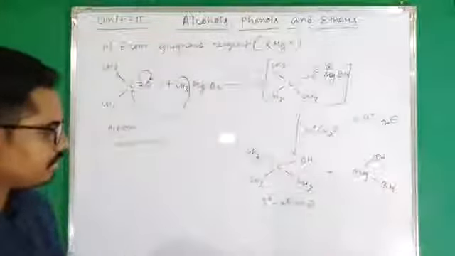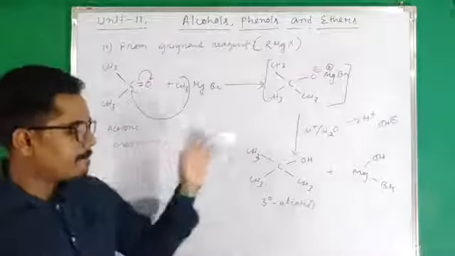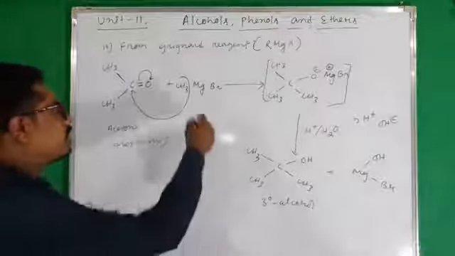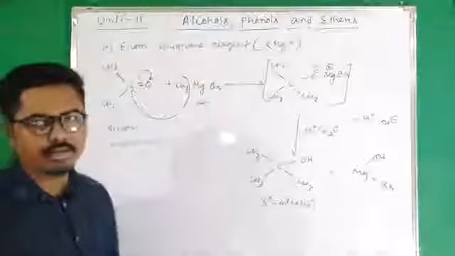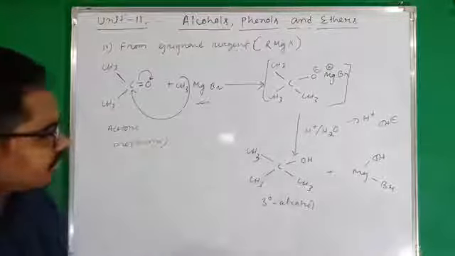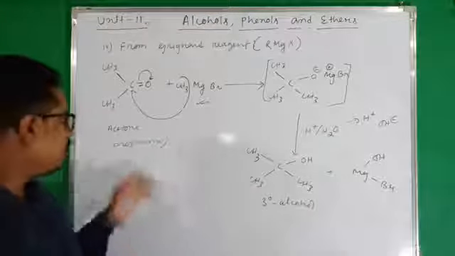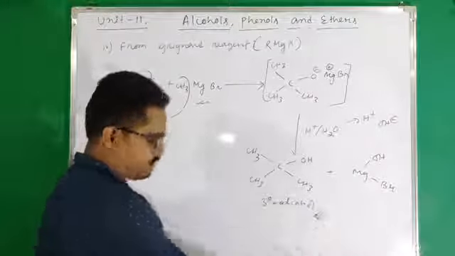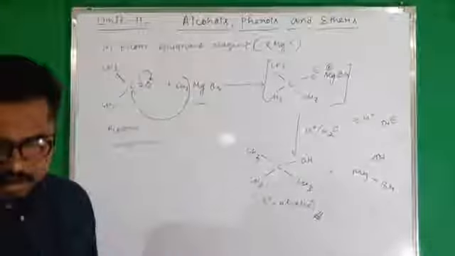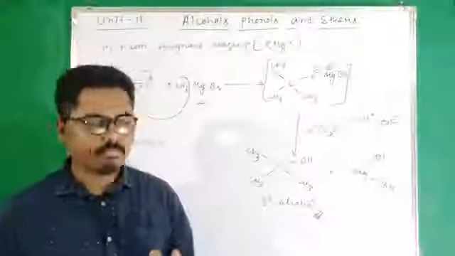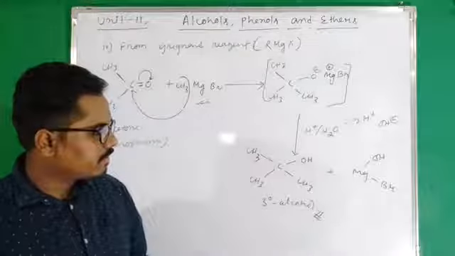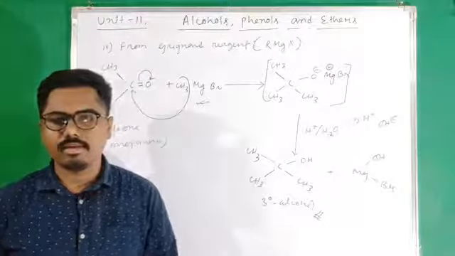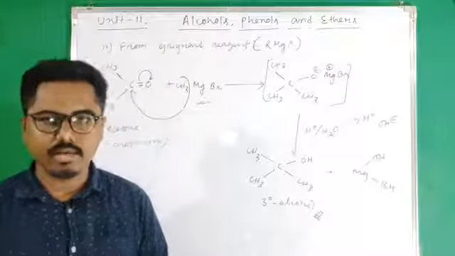So you have to remember that formaldehyde gives primary alcohol when it reacts with Grignard reagent. All other aldehydes give secondary alcohols, and all ketones give tertiary alcohols. In exams, questions are asked such as: write one method for the preparation of tertiary alcohol. So in this class we have studied the general methods for preparation of alcohols.